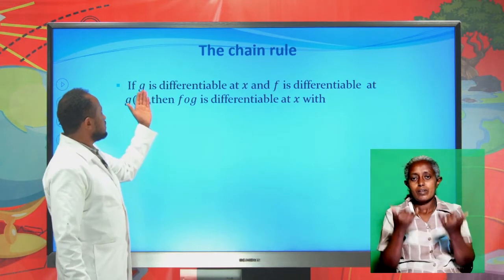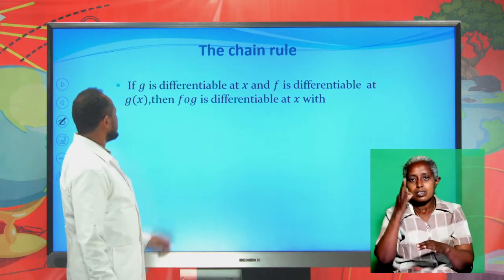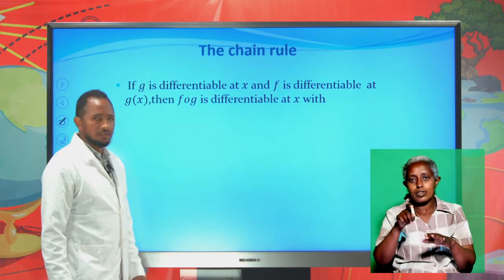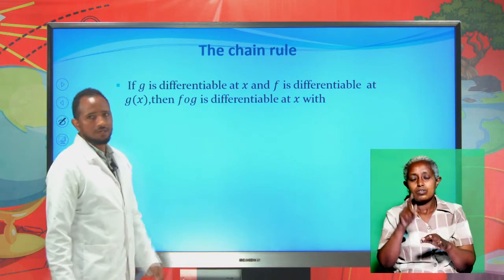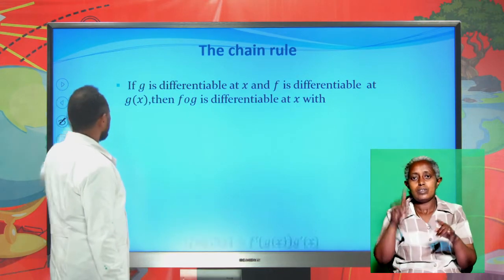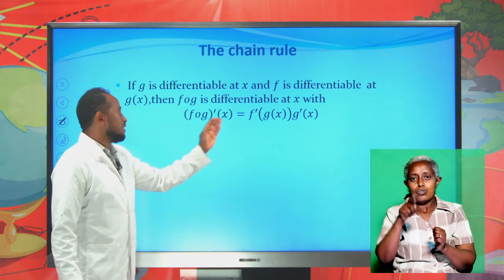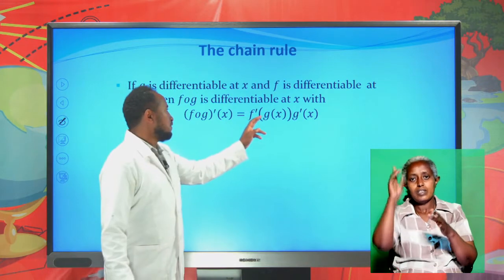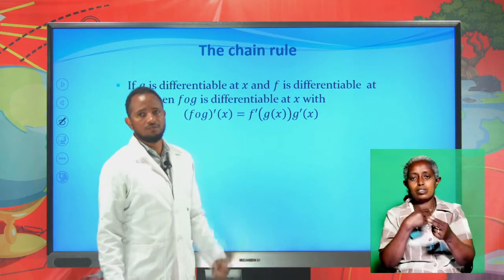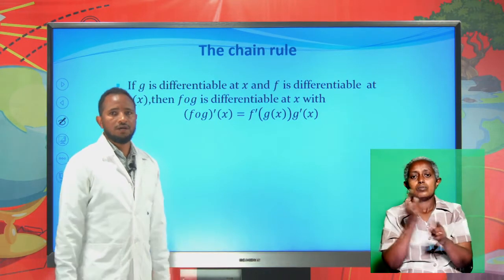Now, if g is differentiable at x and f is differentiable at g of x, then the composite function f of g of x is differentiable at x, with the derivative of f of g of x, or (f∘g)'(x), given by f'(g(x)) times g'(x). Now, let's see the proof of this theorem.